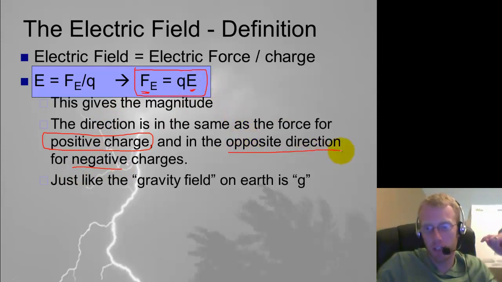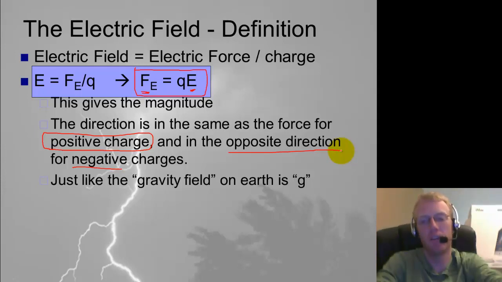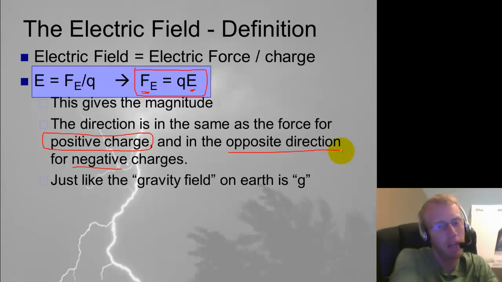So negative charges, the force is opposite the electric field. So positive charges, if you want to think of the electric field as a river pointing a certain direction, if you drop a positive charge into a river, it'll go with the river. If you drop a negative charge into an electric field river, so to speak, it'll go upstream, opposite direction.